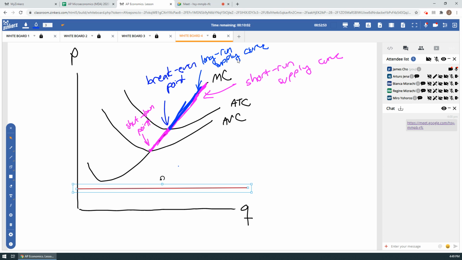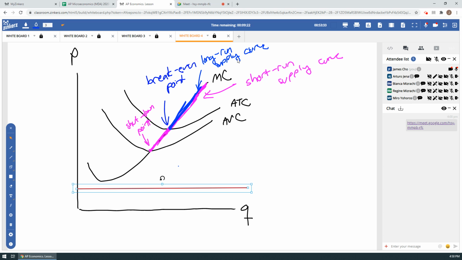So the minimum point of your average total cost curve is called your break-even point. Anything above that is profit. Anything below that is losses. If your demand curve is right there, your company is just breaking even. No economic profits. The minimum point of your average variable cost curve is called your shutdown point. Anything above that, you'll be producing. Sometimes you'll be producing with profits, sometimes you'll be producing with losses. But if your demand curve is ever above that point, you're going to be producing. But if your demand curve is ever below the shutdown point, then you're going to shut it down. You're not going to produce.